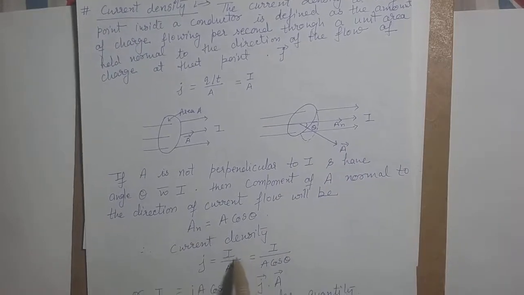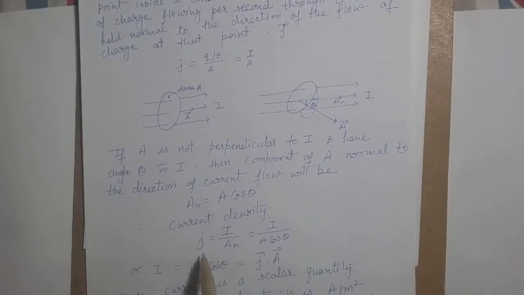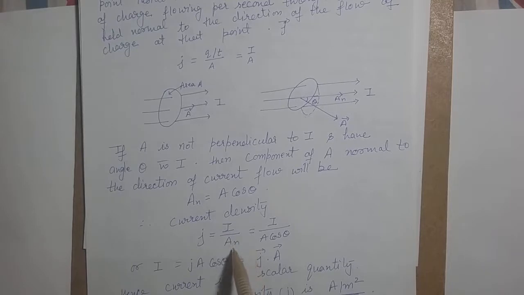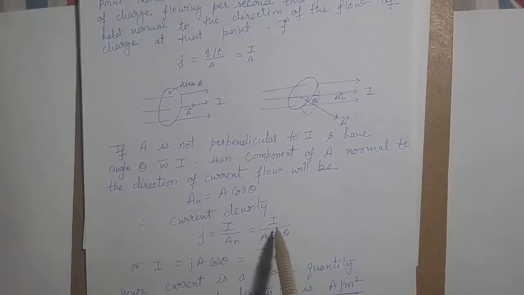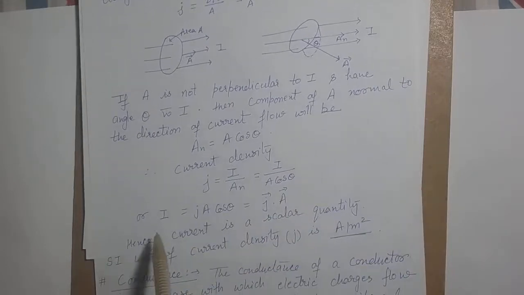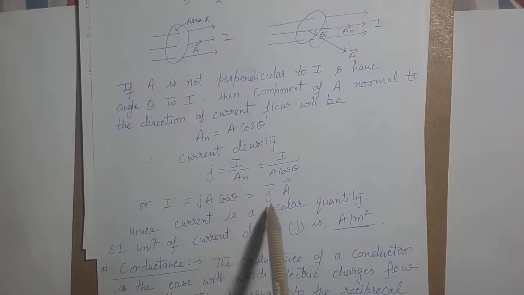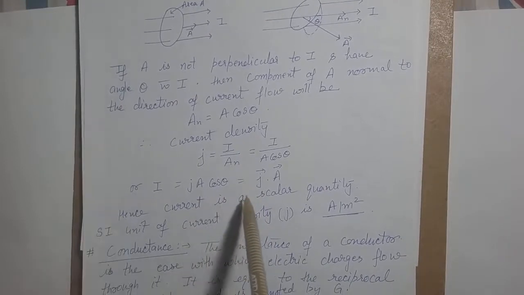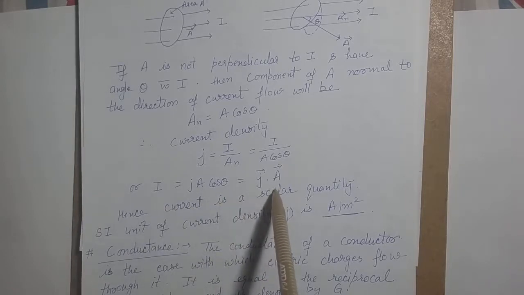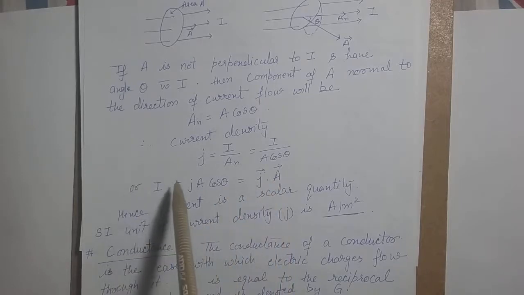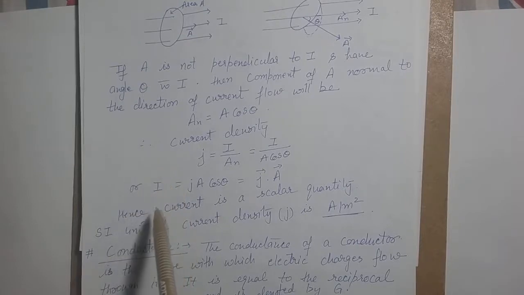Now we know that current density is current per unit area, and the symbol for current density is small j. So J is I upon A. This is the case when the area and the current are perpendicular to each other, and this is the case when there is some angle between the flowing current and the area vector. So from here I is equal to current density into area into cos theta, and cos theta represents the dot product. So we conclude that current is the dot product of two vectors: one is the current density, another one is the area vector. Now we know that the dot product of two vectors is a scalar. So from here also we conclude that, despite having direction, the current is a scalar quantity.